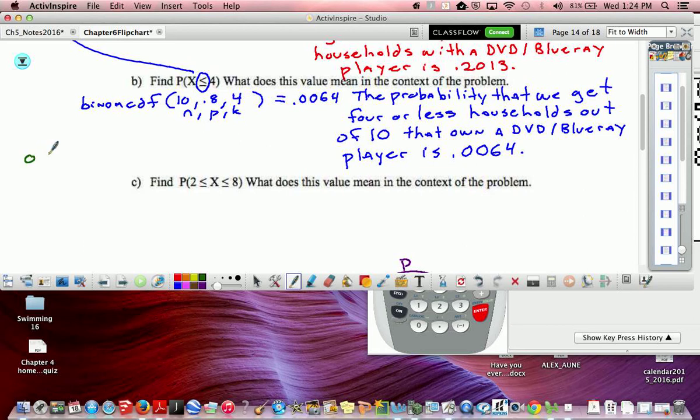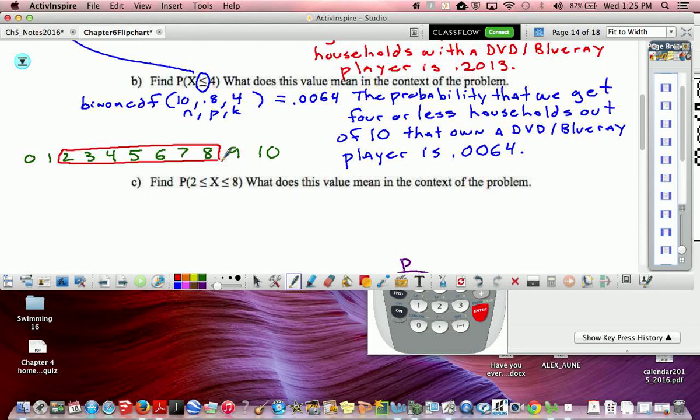The actual number of outcomes that are possible in this binomial situation is we could get anywhere from 0 people saying they have a DVD, Blu-ray player out of 10, all the way up to 10. So those are all of the possibilities. Looking at all of these possibilities, ideally I want between 2 and 8.